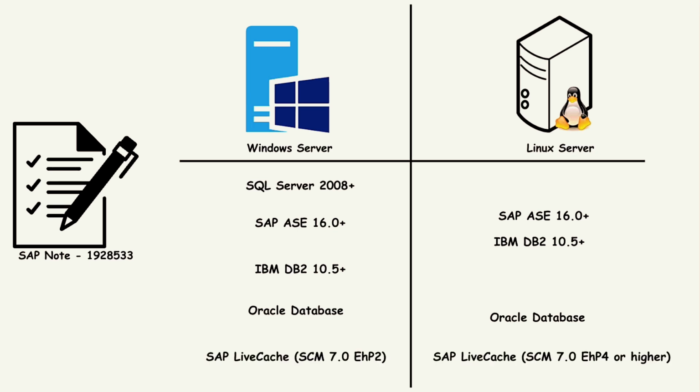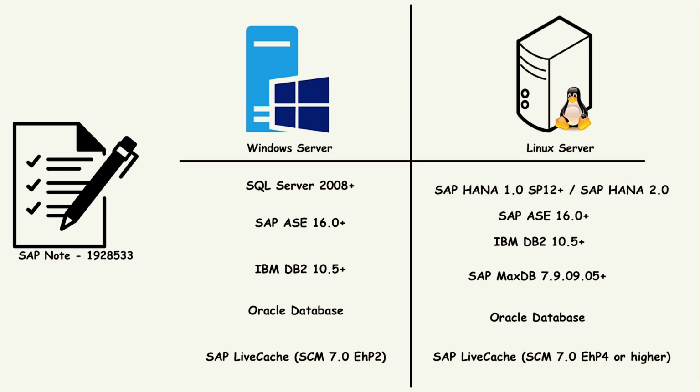SAP Live Cache. This is a specific SAP related database supported both on Windows and Linux servers, optimized for SAP supply chain management, and supports high frequency data which changes from time to time, and it helps in real time planning. Now SAP HANA 1.0 SP12 Plus or SAP HANA 2.0 is specifically only supported on Linux. And then you have SAP MaxDB 7.9.